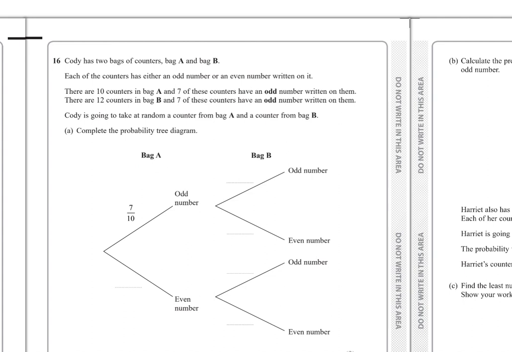For bag A, because we have 10 counters and 7 are odd, the probability of odd is 7 over 10, so the probability of even is 3 over 10. For bag B, we have 12 in all, 7 are odd, so the probability of odd is 7 over 12, and the probability of even is 5 over 12. So the same for the other branch, 7 over 12 and 5 over 12.